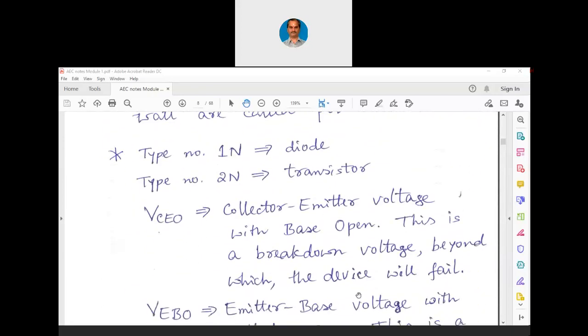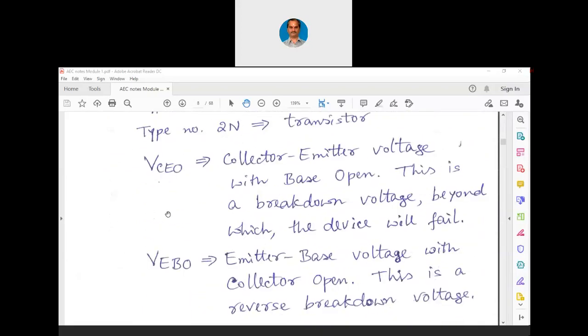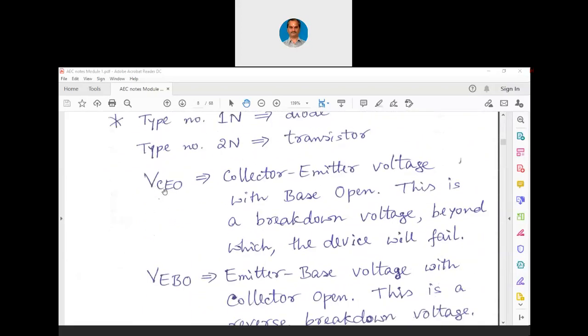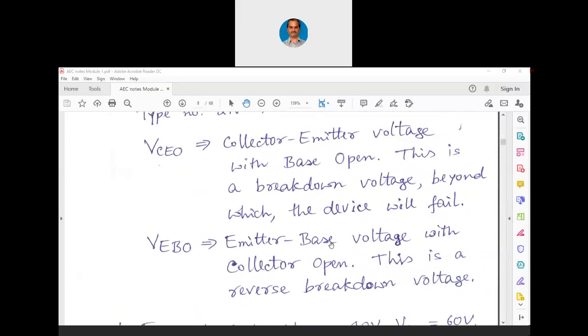So for a diode, you have a number called 1N4007. You would have used this particular type of diode in the physics lab as well in first year. So 1N indicates a diode, 2N indicates a transistor. And in the data sheet, there are some things called VCEO, collector to emitter voltage with the base open. This is a breakdown voltage beyond which the device will fail. Similarly, there is one more voltage called VEBO, emitter base voltage with collector open. This is a reverse breakdown voltage as well.